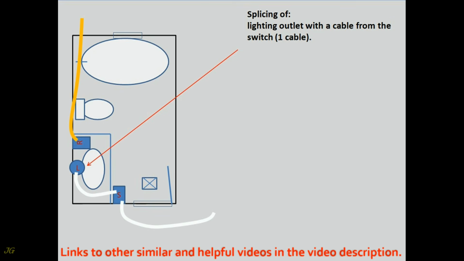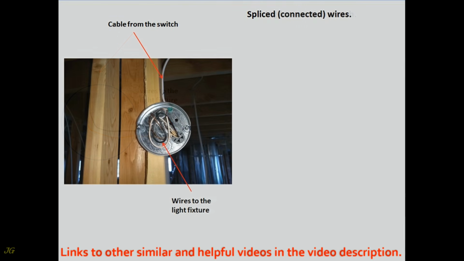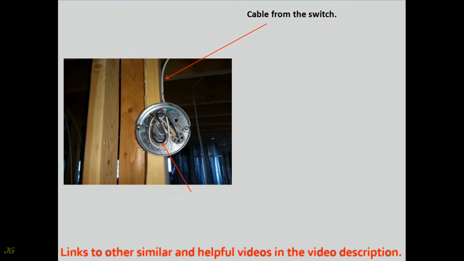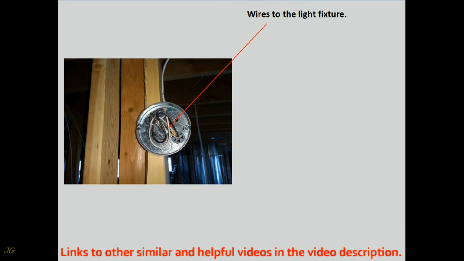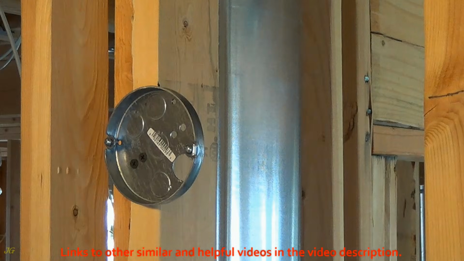Splicing of lighting outlet with a cable from the switch, 1 cable. Splicing, connection sketch. Spliced, connected, wires. Cable from the switch. Wires to the light fixture. Staple to secure and support the cables no more than 12 inches from the entrance to the junction box. Light outlet junction box installed.